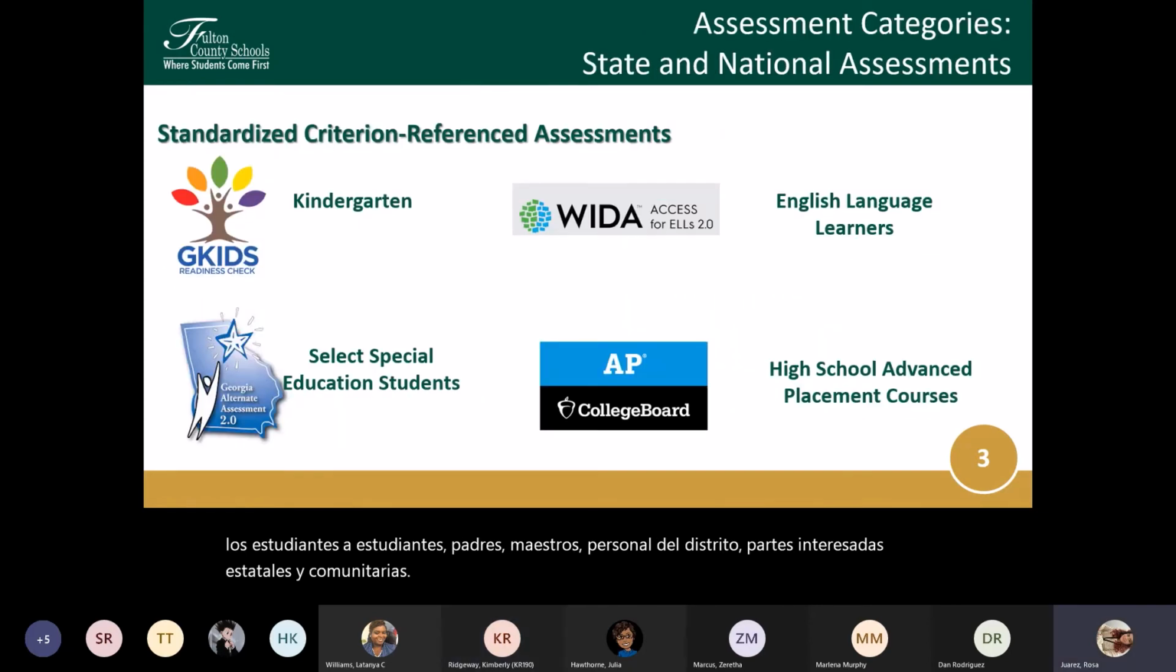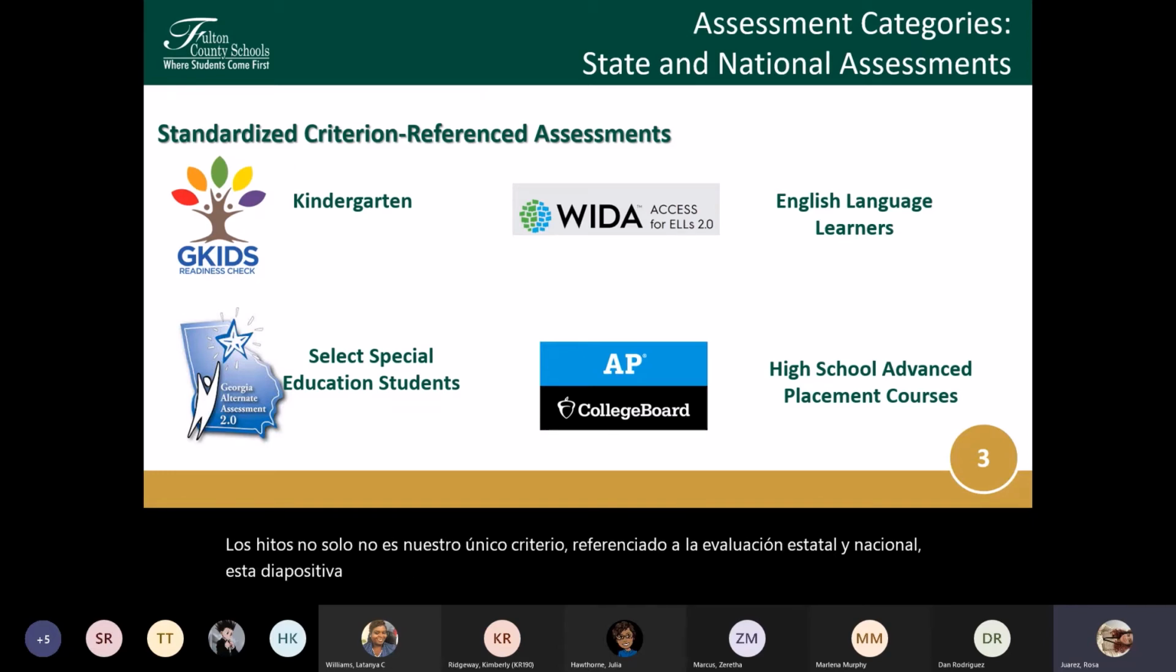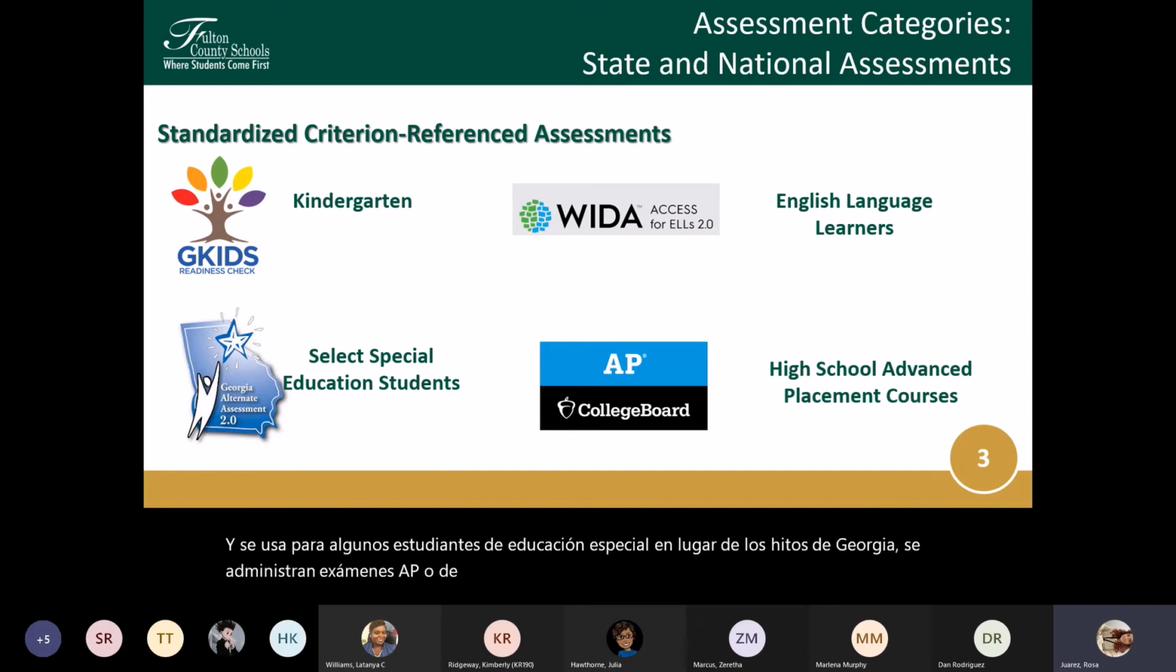The Milestones is not our only criterion referenced state and national assessment. This slide shows others that may be required. We have the Georgia Alternate Assessment, and it's used for some special education students in lieu of the Georgia Milestones. AP or advanced placement exams are administered to students enrolled in advanced placement courses and may earn students college credit.